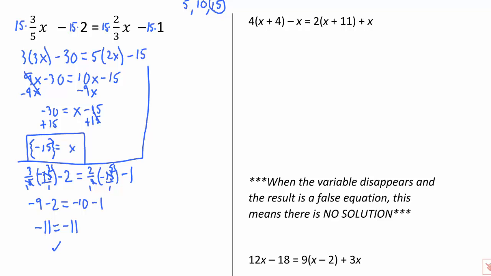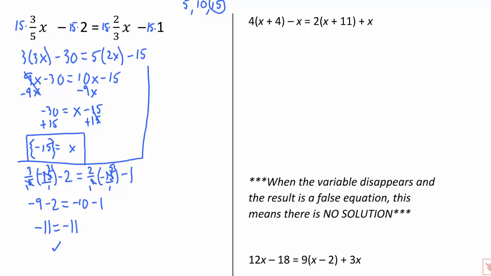In this video we're going to be doing 4 times (x plus 4) minus x is equal to 2 times (x plus 11) plus x. Now, the difference between this problem and the ones that we've seen so far, at least in the last couple of videos, is that there aren't any fractions. So you're probably freaking out about this one a little bit less than the other ones.